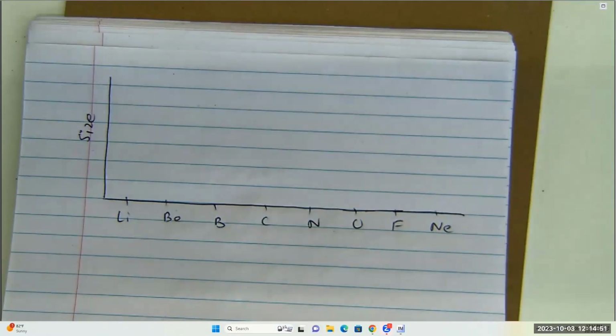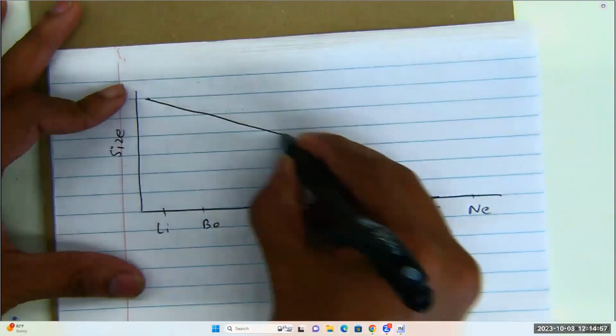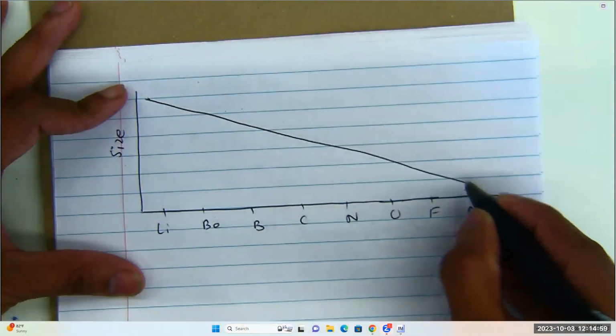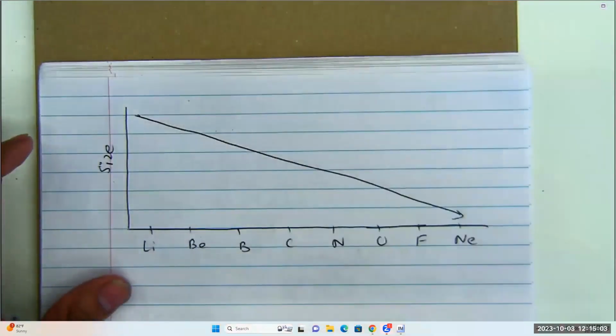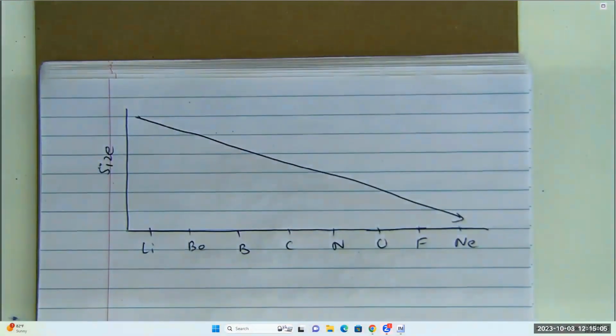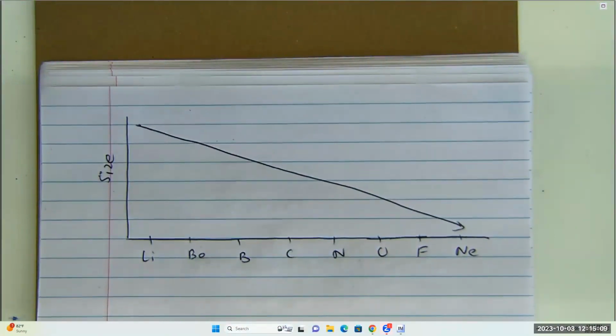All right. So while you're doing this, the general trend is when you go from lithium to neon, the size of the atom decreases. It's not exactly linear, but generally it decreases when you go across the period. This is all I want you to appreciate, with discussion.